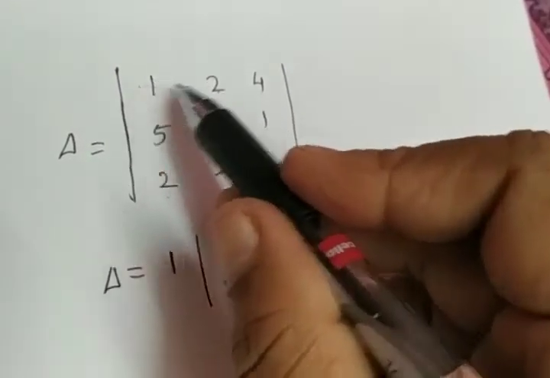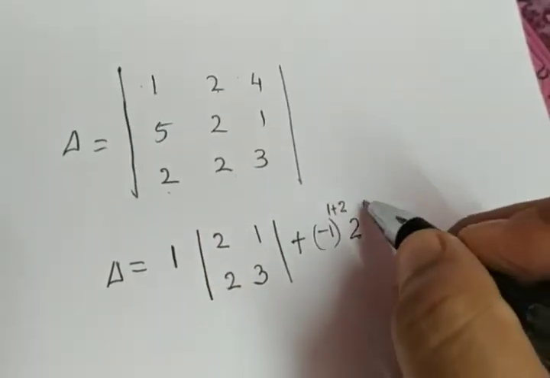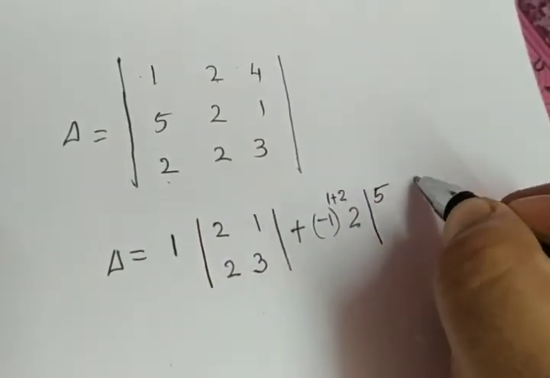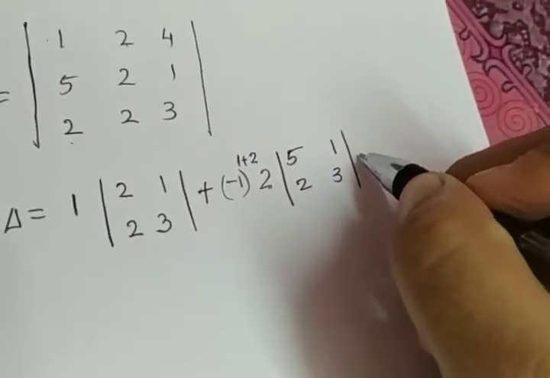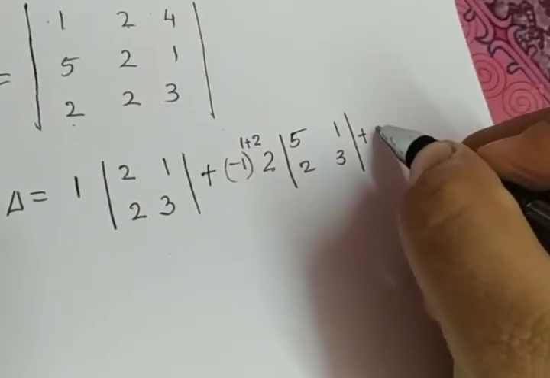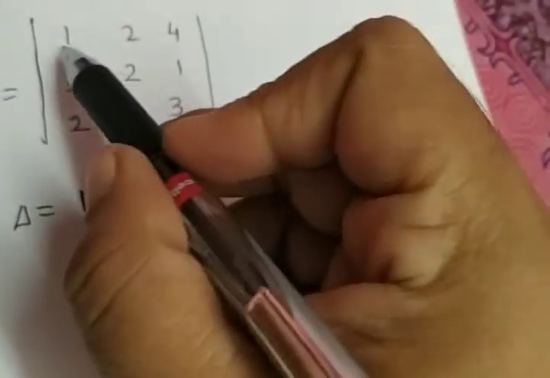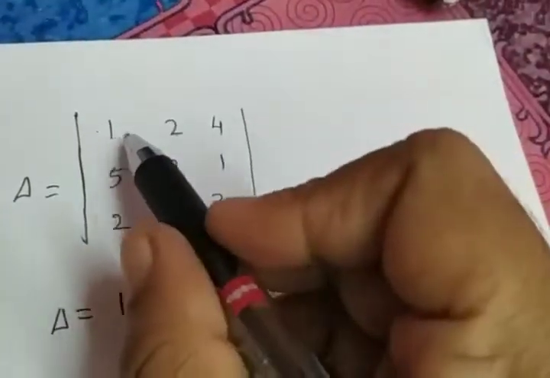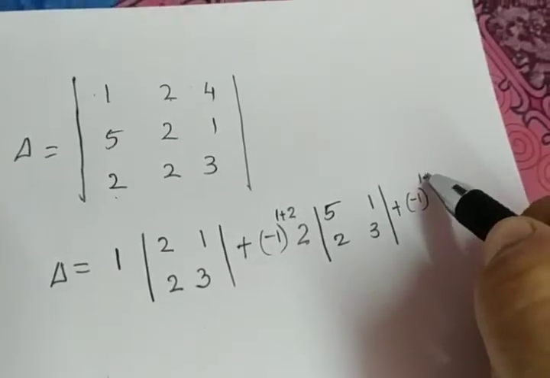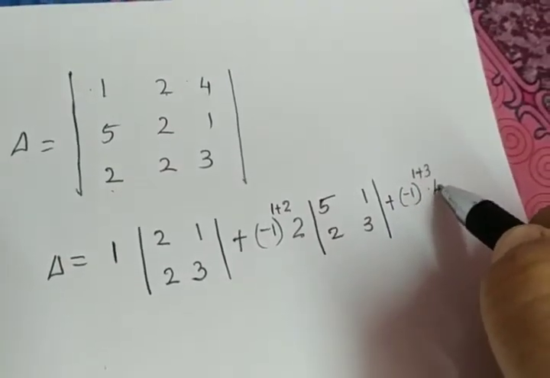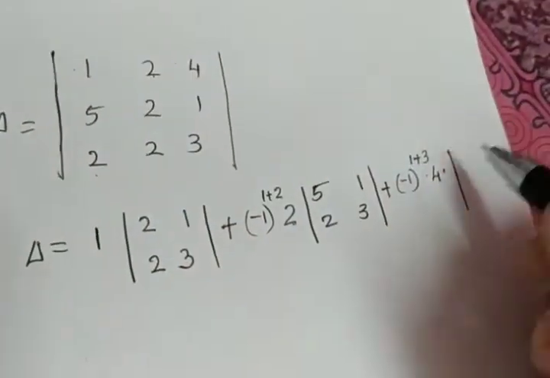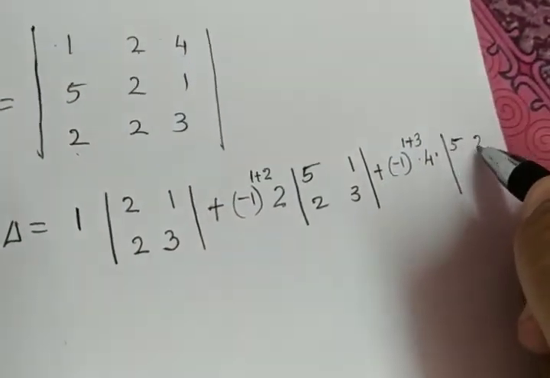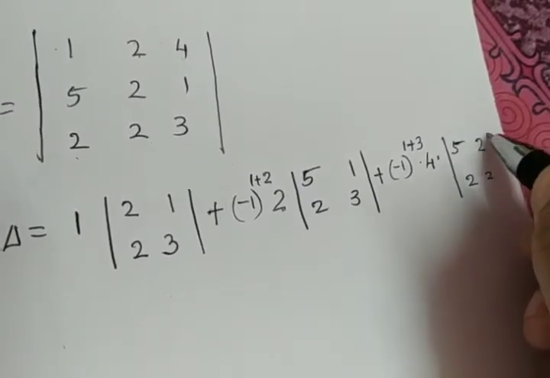What we will do is avoid the row and column containing 2. So we are getting the determinant 5, 1, 2, 3. And the last element is plus. How we are getting plus is minus 1 raised to first row, third column. First row, third column, so 1 plus 3, into 4. The element into, avoid the column and the row containing 4. So the balance determinant we are getting is 5, 2, 2, 2.